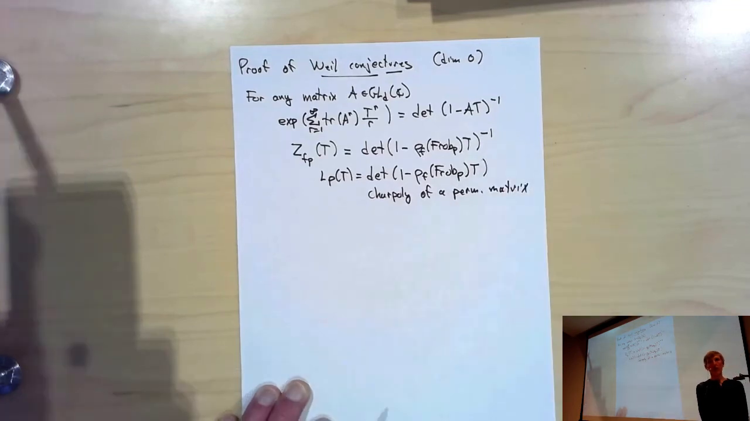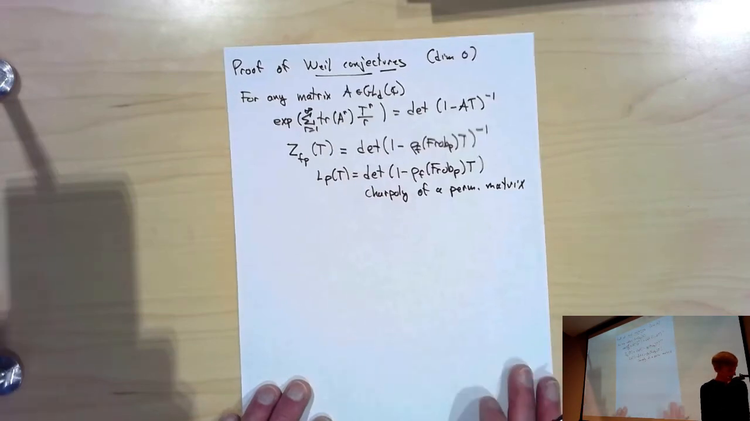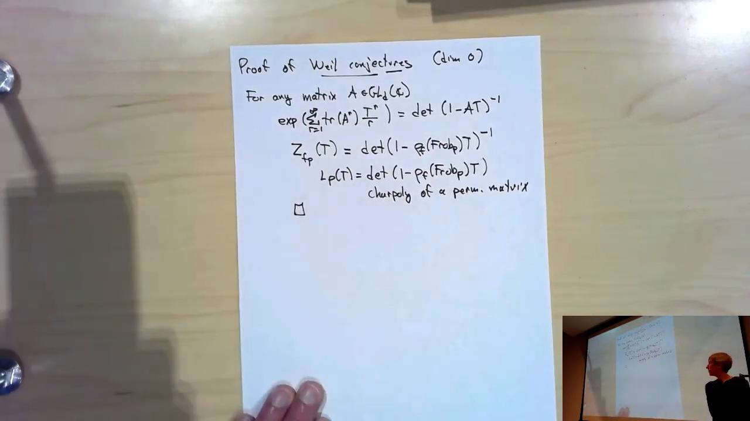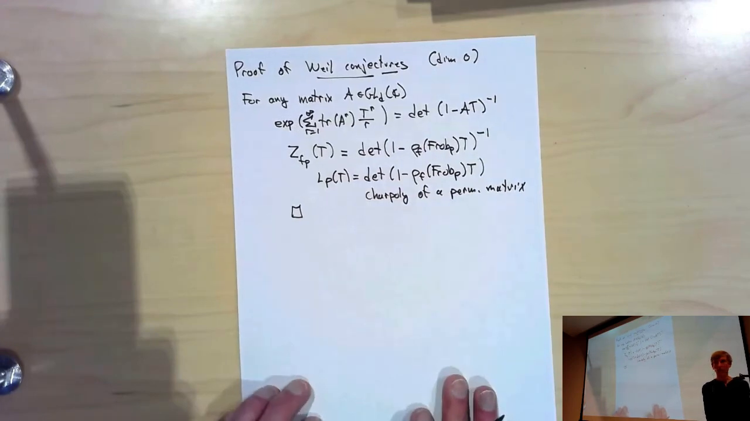Well, if you think about that for a minute, permutation matrices are orthogonal. Their roots all lie on the unit circle. And they also are reciprocal, in the sense that if I have one eigenvalue, the inverse of that eigenvalue is also an eigenvalue. It's an easy exercise to check that. And that completes our proof of the Weil conjectures. Okay, that wasn't so hard.